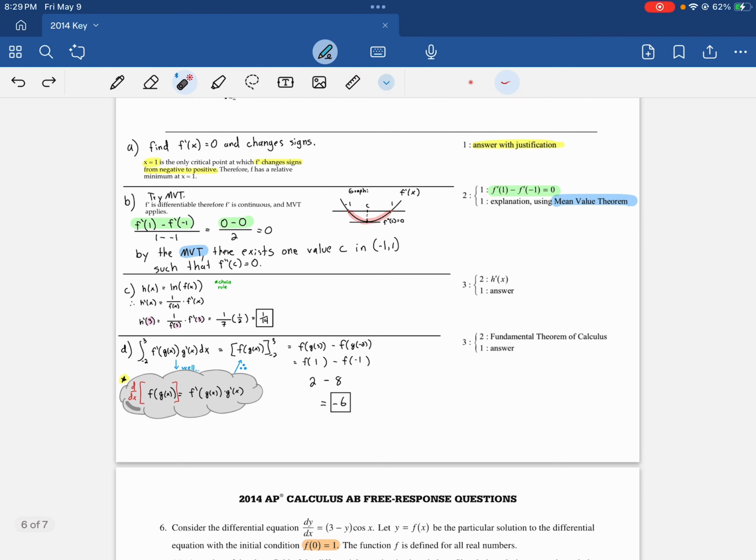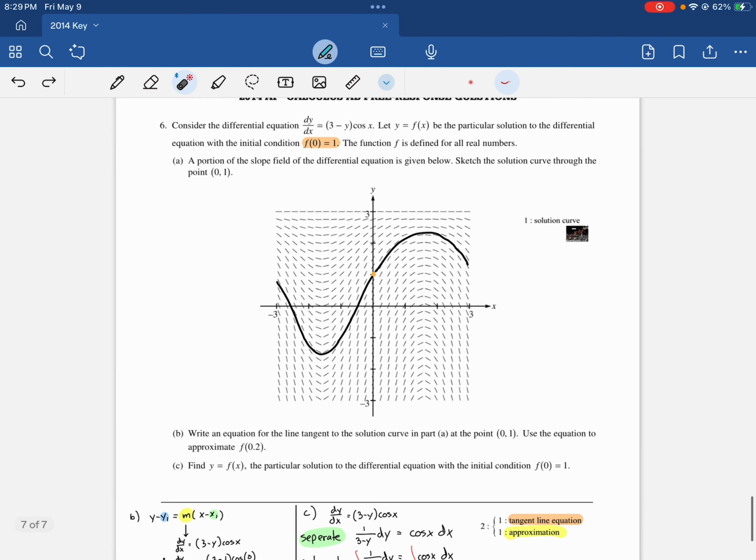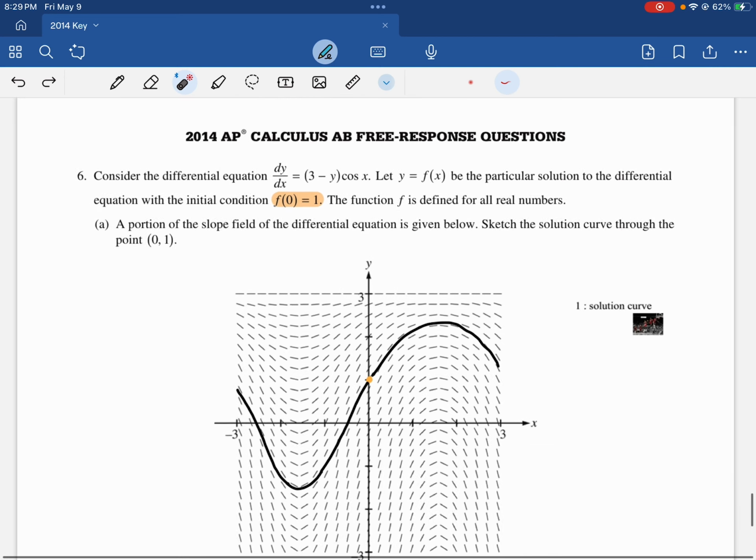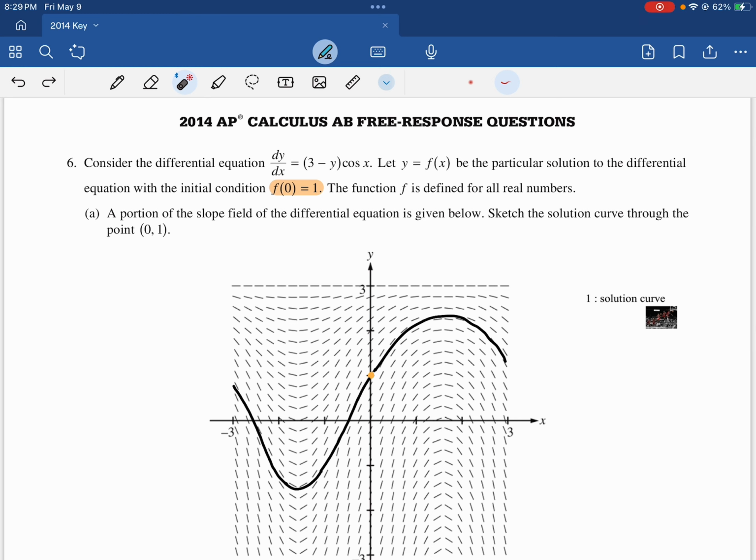One problem left to look at. A differential equations question. These, for sure, show up on a lot of AP Calc free response sections. Consider the differential equation dy/dx equals 3 minus y, cosine of x. Let y equal f of x be the particular solution to the differential equation with initial condition f of 0 equals 1. I highlight this and circle it and star it, and I know I need to use this at some point for a point later on.